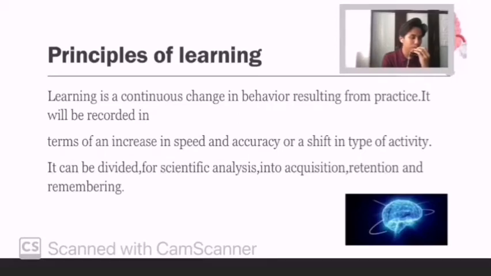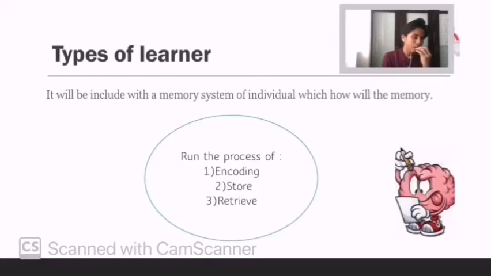It can be divided for scientific analysis into acquisition, retention, and remembering. Type of learner will be included with the memory system of an individual, and how the memory runs: the process of encoding, storage, and retrieval.